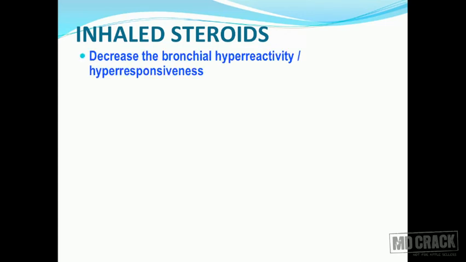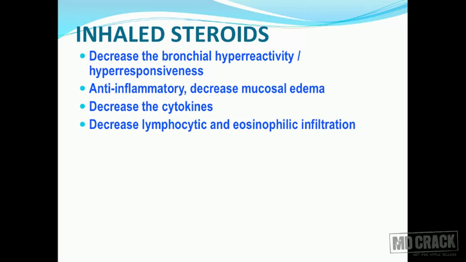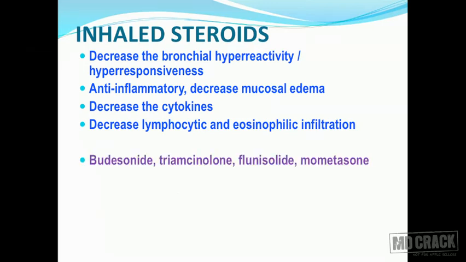When you inhale a corticosteroid, it's thought to produce following mechanisms of action. The most important mainstay of the action is to decrease the bronchial hyperreactivity or the decrease bronchial hyperresponsiveness. So the bronchus, which was earlier responding in a hyper way, in a higher way, is going to decrease its hyperresponsiveness. And this is happening due to the corticosteroids. What are the associated effects? They have anti-inflammatory action, they decrease the mucosal edema, they decrease the cytokines, they decrease the lymphocytic and the eosinophilic infiltration. Various steroids could be used in the form of budesonide, triamcinolone, flunisolide, and mometasone.